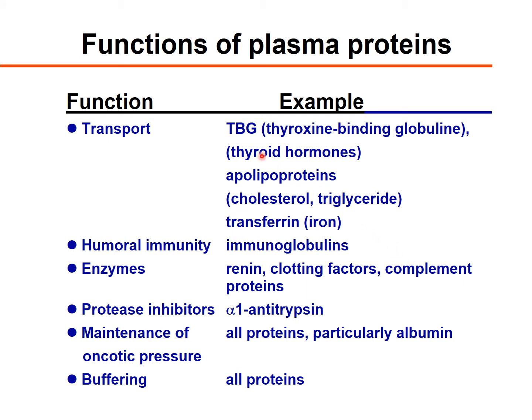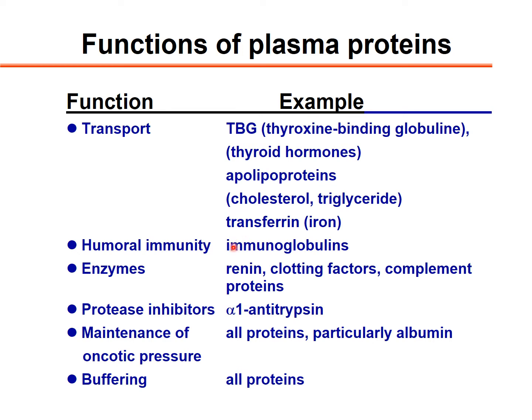But for example, there are very serious functions that the proteins have in our body. For example, transport. Mostly in the endocrine system we have binding proteins, hormone binding proteins, such as the thyroxine binding globulin that binds the thyroid hormones, or apolipoproteins that carry the cholesterol and triglyceride, the transferrin that carries the iron, and there are zillions of other proteins.